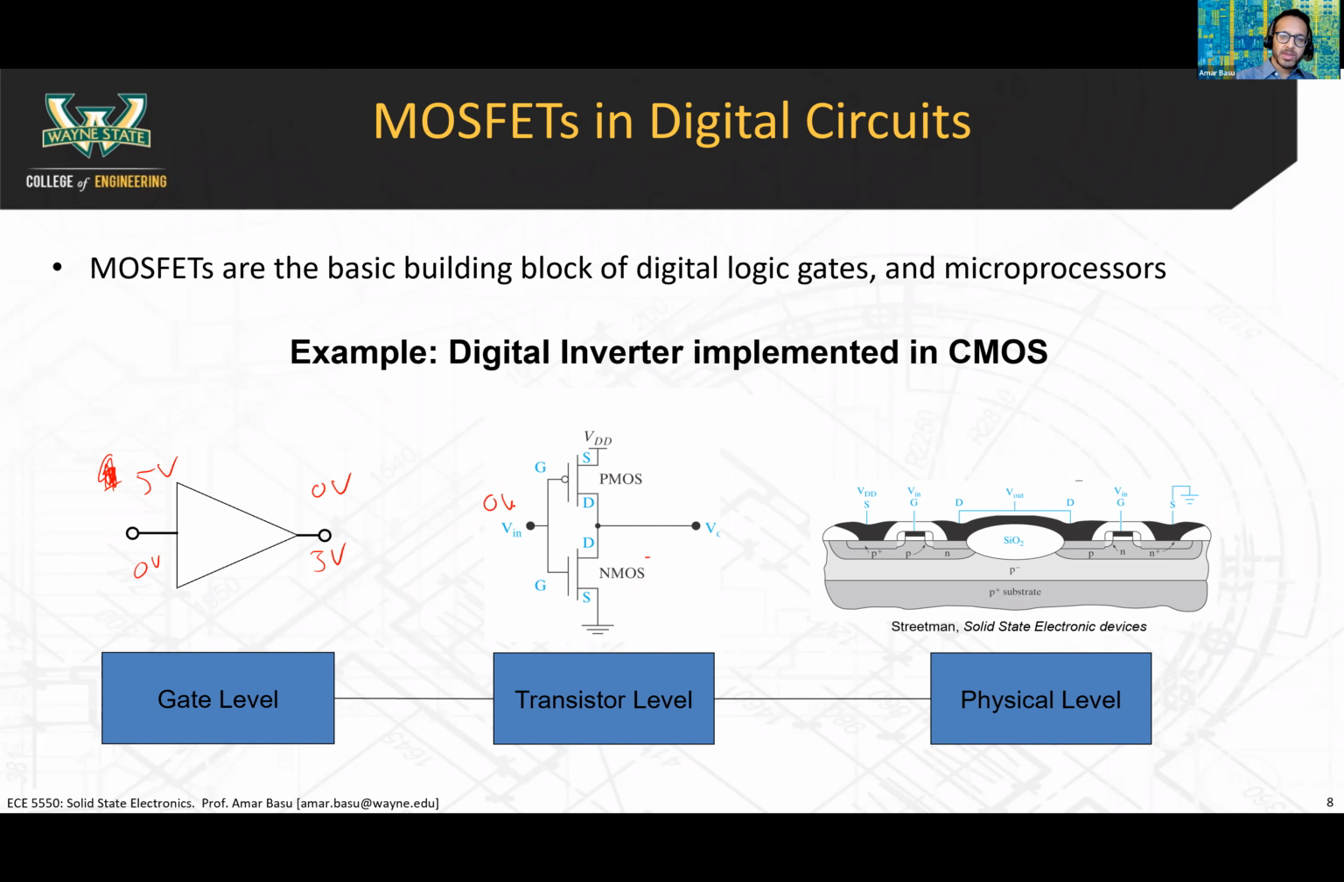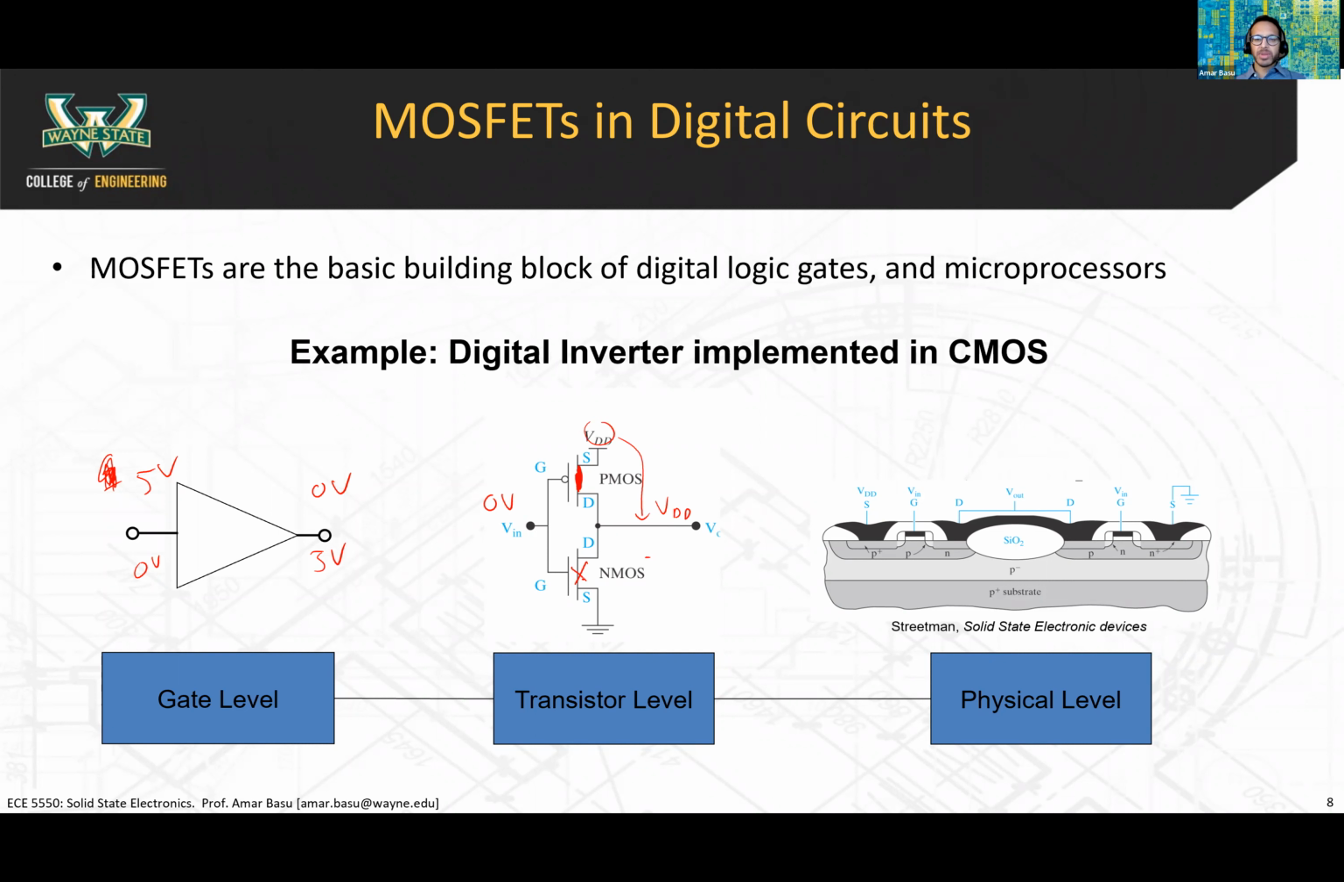If Vin is 0 volts, then it turns out that this one will be off. This one, the PMOS device, is the one that will be on. So because this is kind of like a short circuit here, the output will be VDD, which could be 5 volts, whatever your supply voltage is. This device is off in that case.